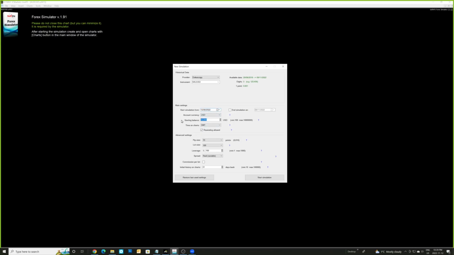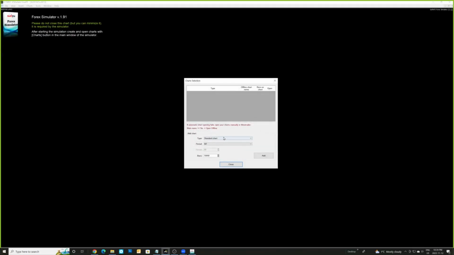USD, we're going to start with, let's say, 5,000. New York close. Leverage, we're going to use 1 to 100. Spread, we're going to use a fixed 15 pip spread. Previous days, we're going to see 300. Let's start the simulation over here.